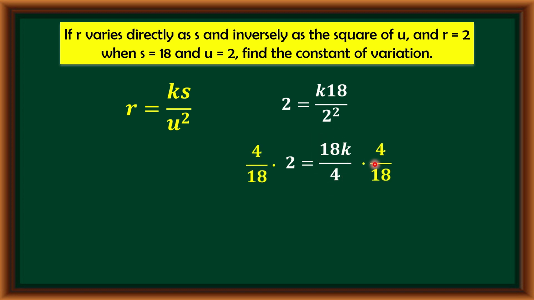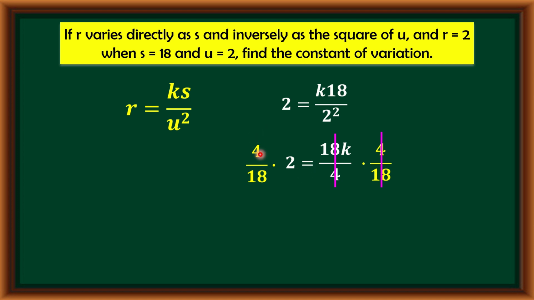So that will be 4 over 18 to both sides in order to make 18 over 4 times 4 over 18 equal to 1. We simply cancel out the two of them since that is equal to 1 already, leaving k alone to the right side.